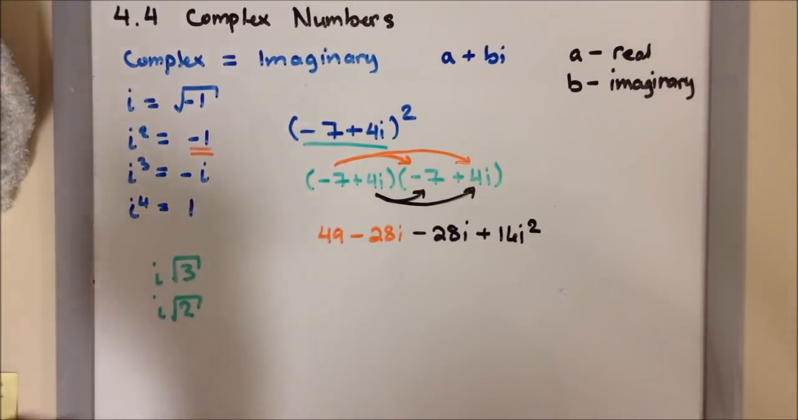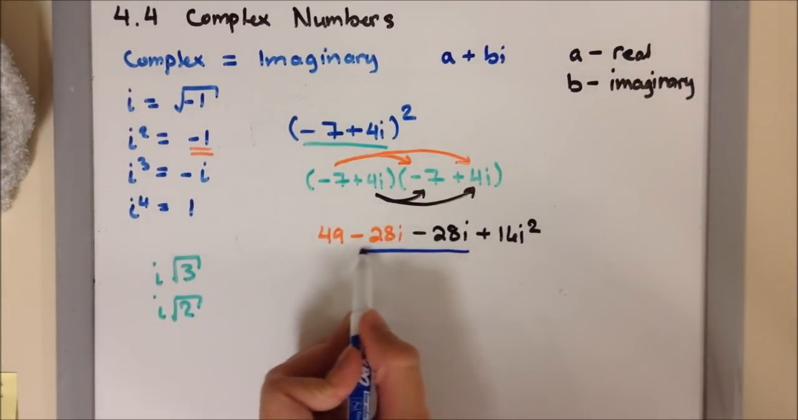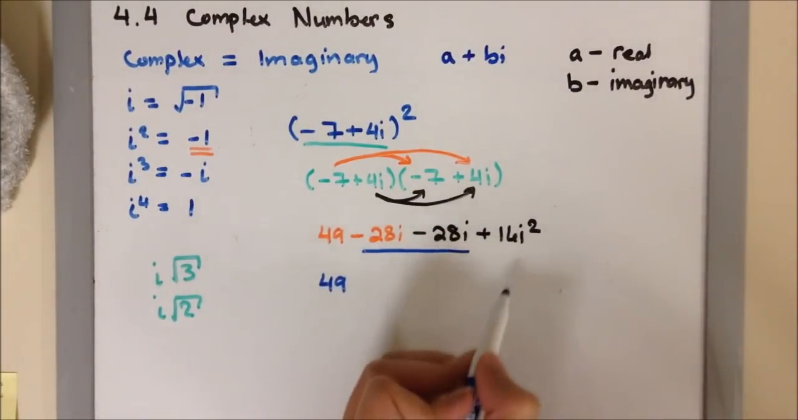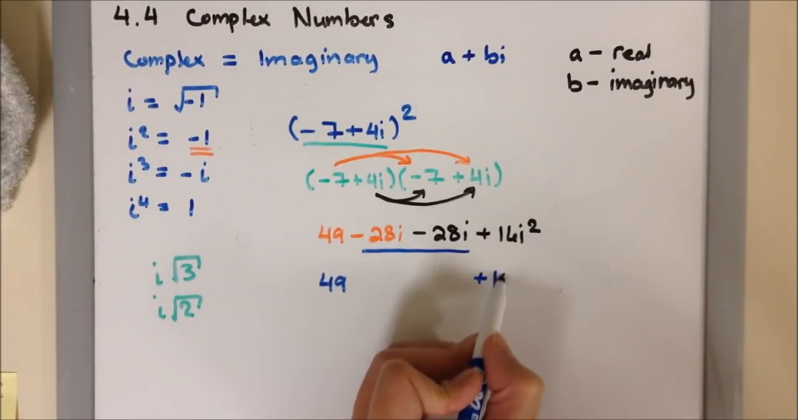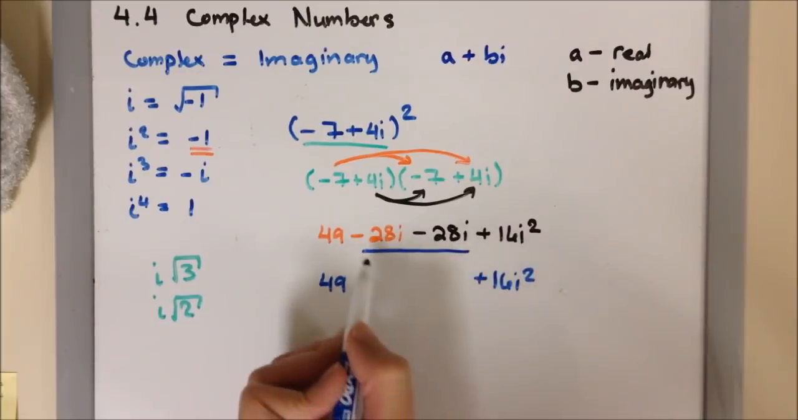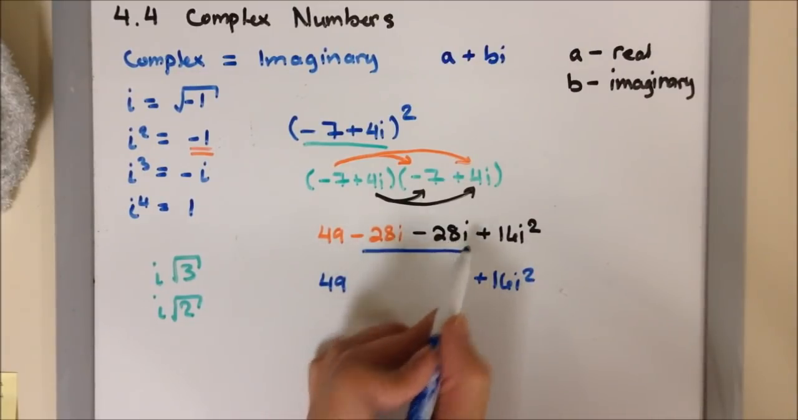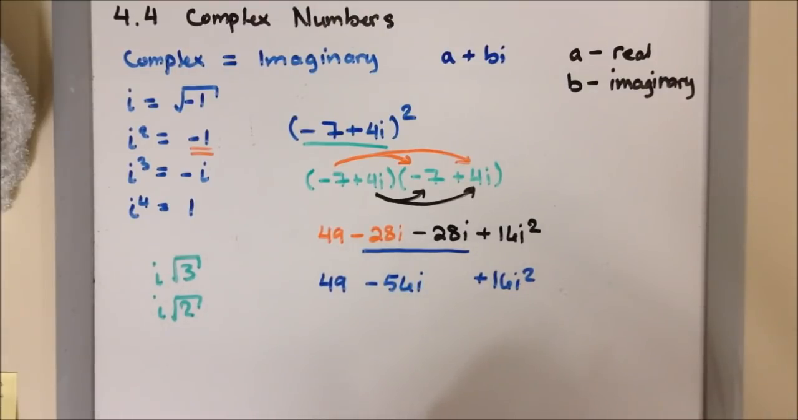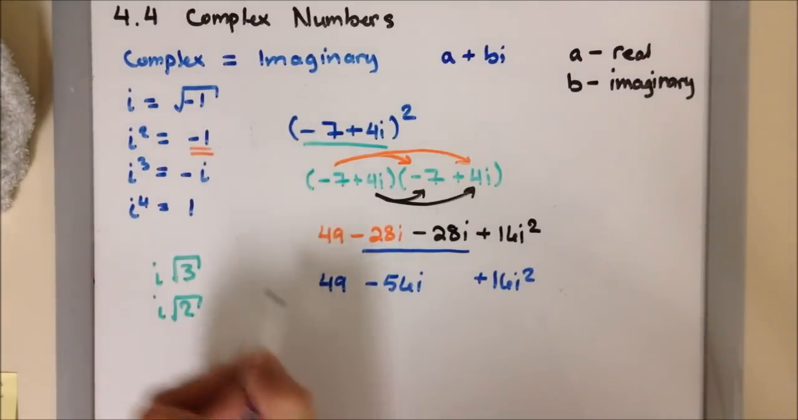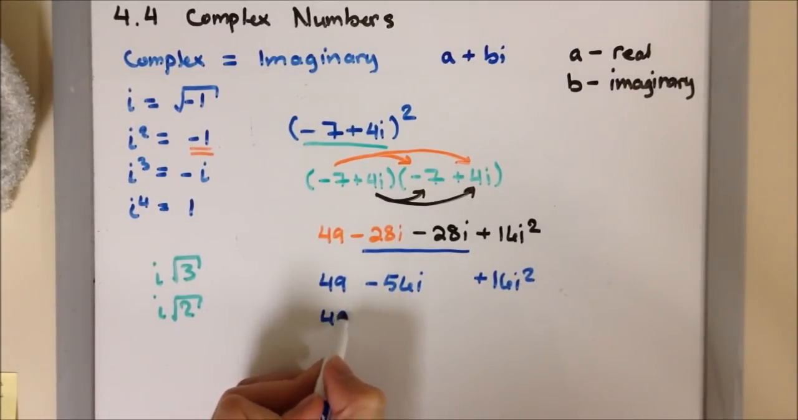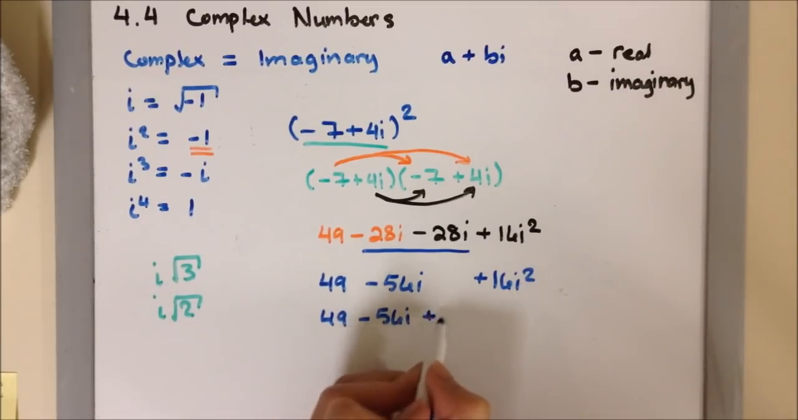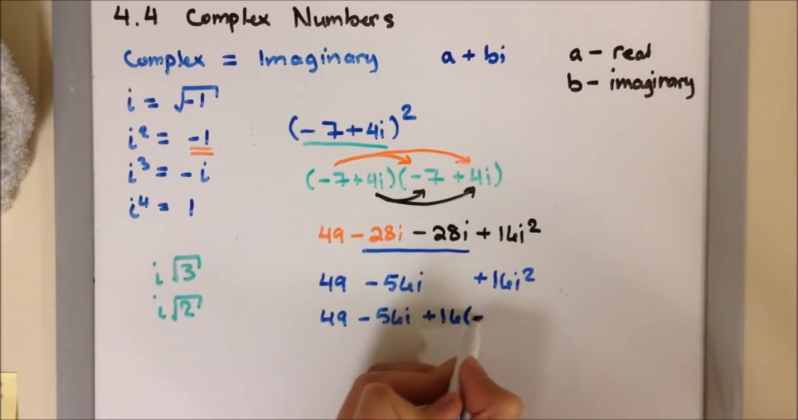Now I'm going to combine my like terms, my i's together. So this will stay the same, so 49. And then this will also stay the same, so plus 16i squared. So negative 28i minus 28i will be negative 56i. Next, I'm going to switch out i squared with negative 1. So it's going to be 49 minus 56i plus 16 times negative 1.